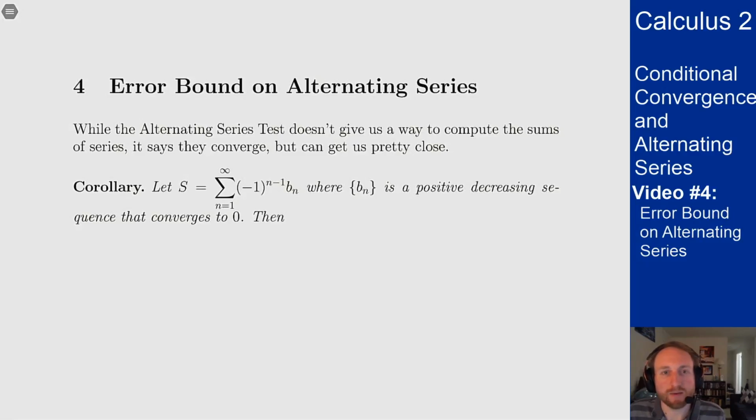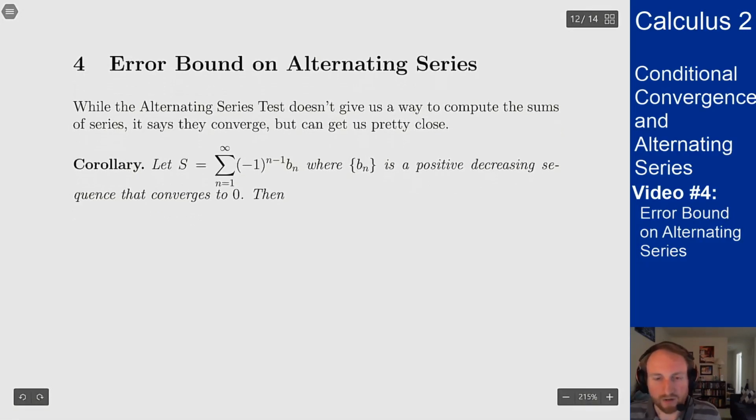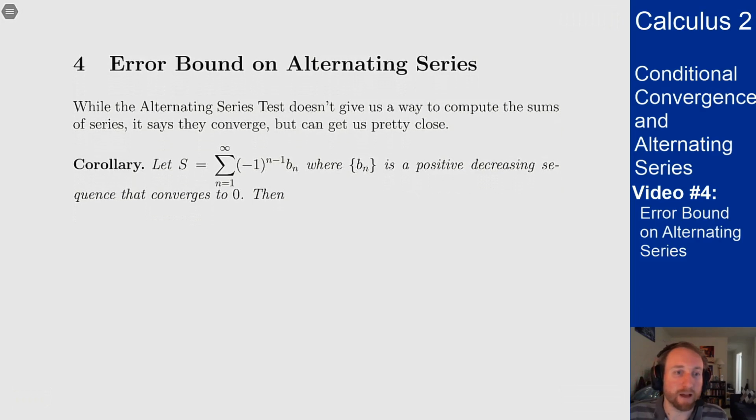In this video, we'll talk about the error bound that we get from the alternating series test and how it can be used in computing alternating series. So, one thing to realize from the alternating series test, like some of our other tests, is it doesn't give us a way to actually find the value of the series. It just tells us that it converges and nothing more than that. Because there's no way to actually say, here's the value as well.